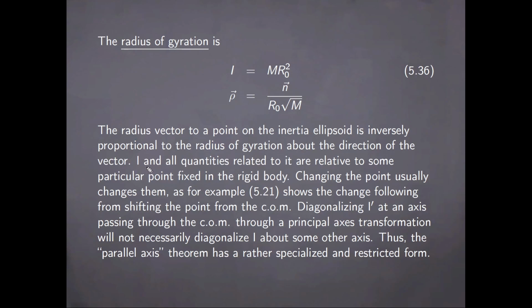Furthermore, the inertia tensor and all quantities related to it are relative to some particular point fixed in the rigid body. So it's very important to stress this. Changing the point usually changes them, as for example, equation 5.21 shows the change following from shifting the point from the center of mass. Diagonalizing a tensor I prime, let's say, at an axis passing through the center of mass through a principal axis transformation will not necessarily diagonalize the tensor I about some other axis. Thus, the parallel axis theorem has a rather specialized and restricted form.